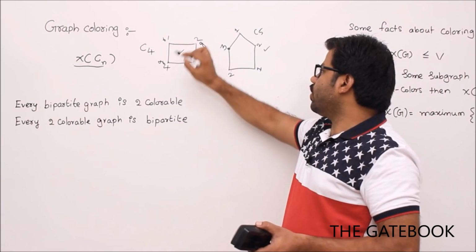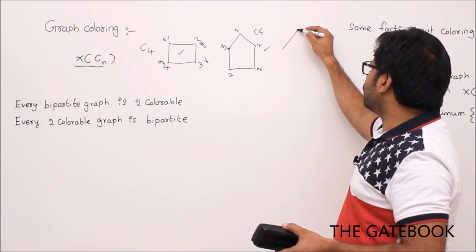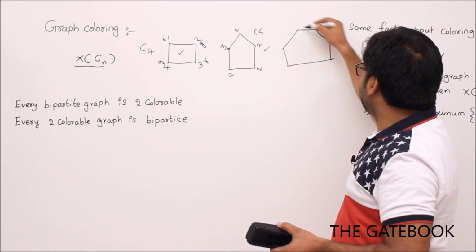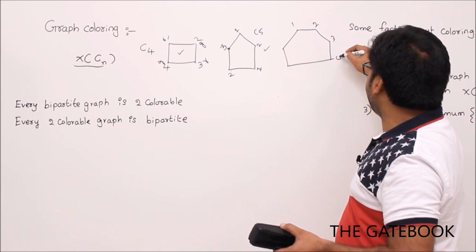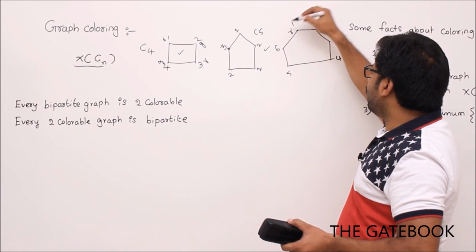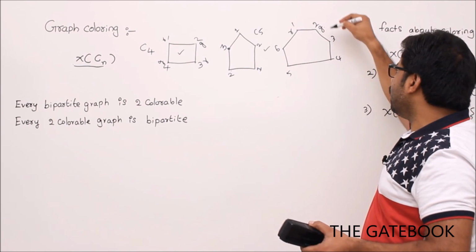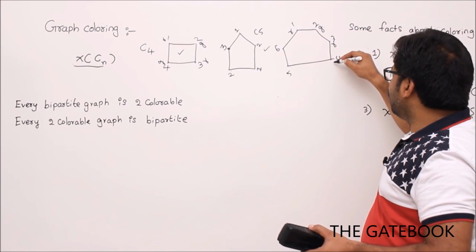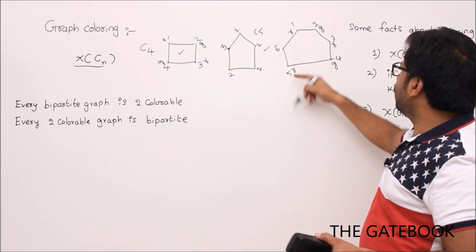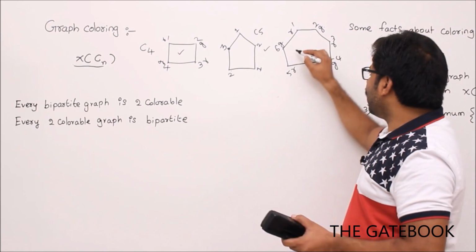So for the even cycle graph it is 2. Let's observe one more graph. This time 6 vertices: 1, 2, 3, 4, 5, 6. Let's use colors now. Red color here, then use a different color, green. Now share it, red. Then green, then again red, then green. You see, I can use red and green alternately. So just 2 colors are required.